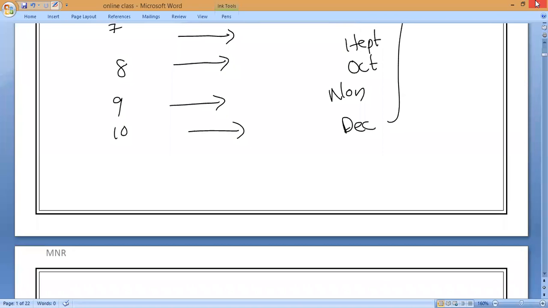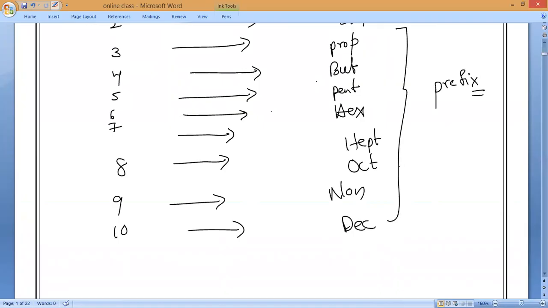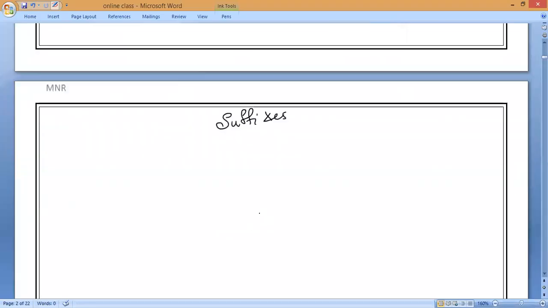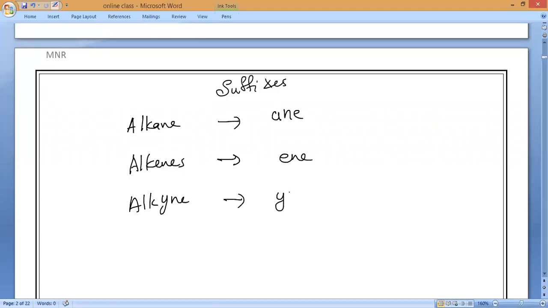So for the prefix, we can add meth, eth, prop, but, pent, hex. These are all called prefixes of the organic compound. Now, the suffix, which we already studied. If we take the hydrocarbons, we know three organic compounds: alkanes, alkenes, alkynes. So what is the suffix, guys? Alkane, alkene, and alkyne.